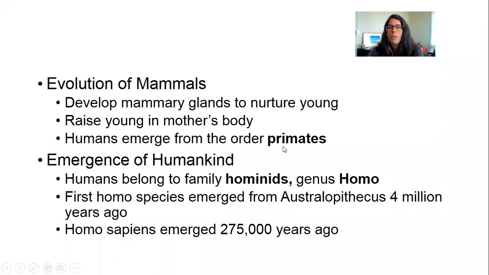Humans emerge from the order of primates, and human beings belong to a family of hominids and the genus Homo. The first Homo species emerged from the Australopithecus approximately 4 million years ago. Homo sapiens emerged 275,000 years ago. And it's thought that the demarcation of our species, separate from other hominid species, is the development of our brain and our ability to use tools.